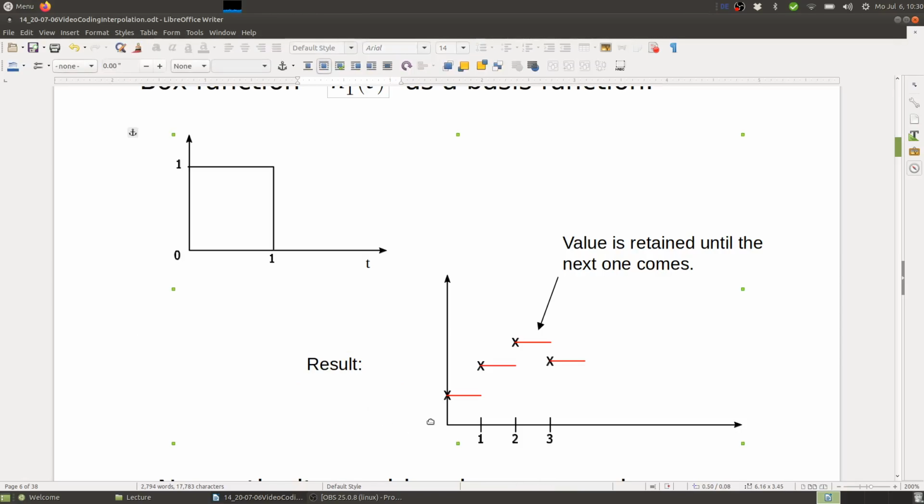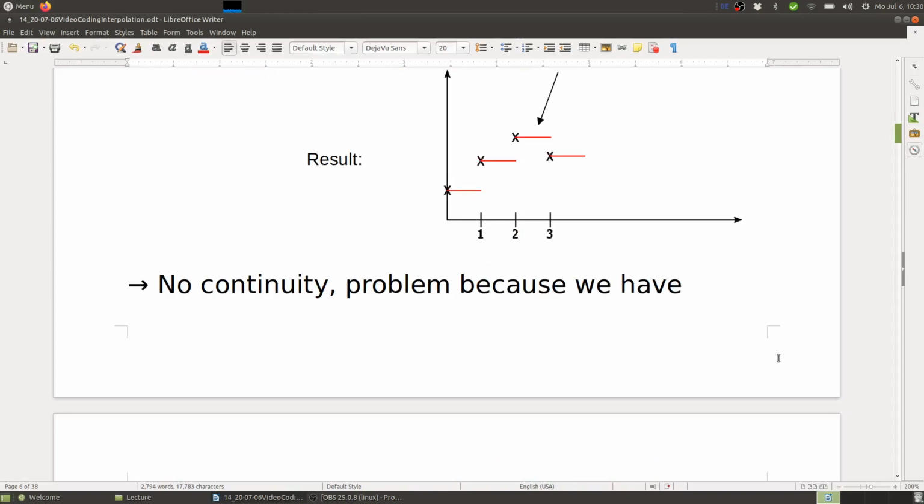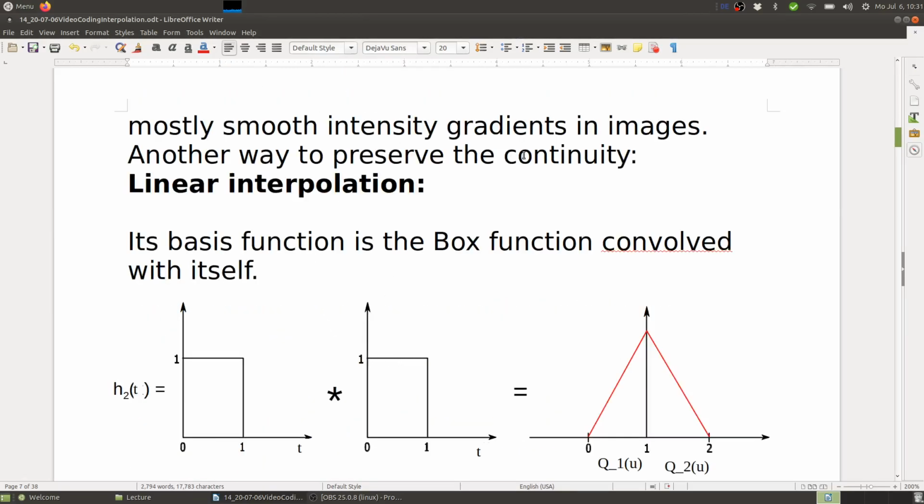So you can see basically the same principle. We have our pixel values as the crosses, and then we replace each pixel value by this impulse response function. And since this is just this box, we get this piecewise constant function, which means we have jumps here from one pixel to the next. So the function itself is not continuous, and that's bad because we would get artificial contours in the image. So we have no continuity. That's a problem because we have mostly smooth intensity gradients in images.